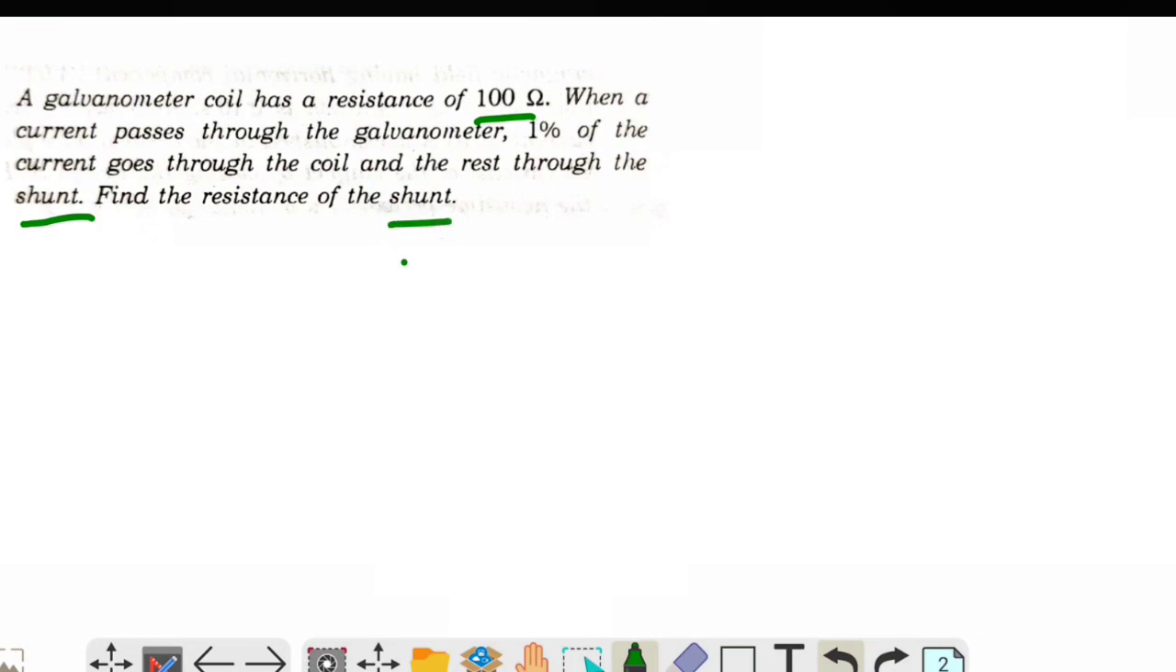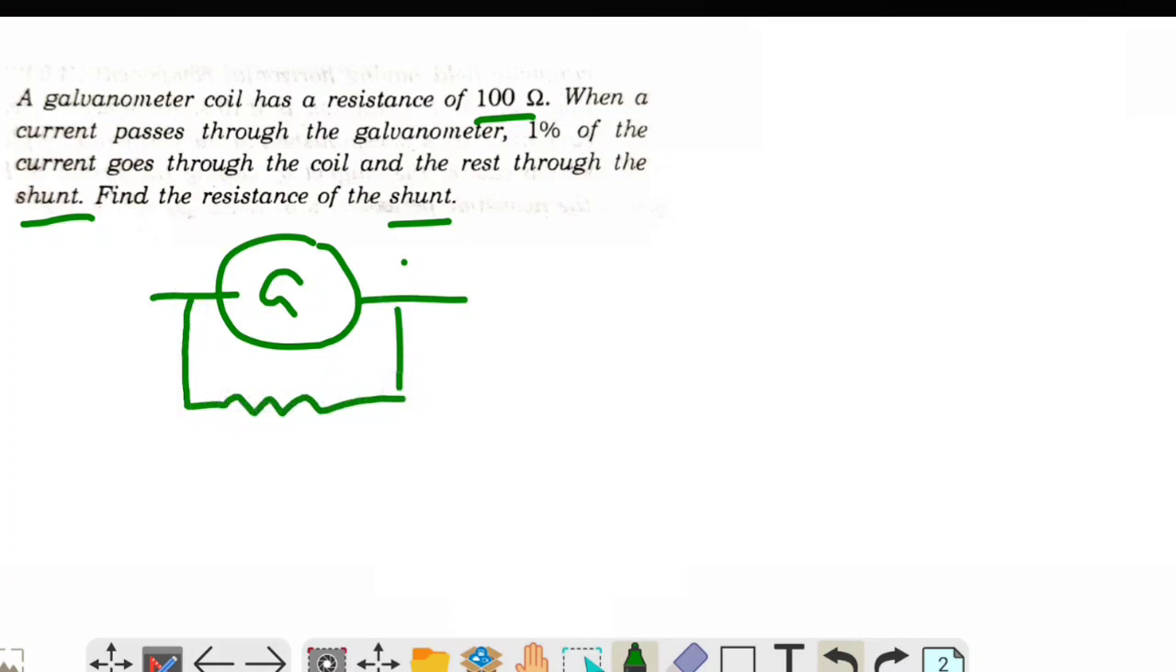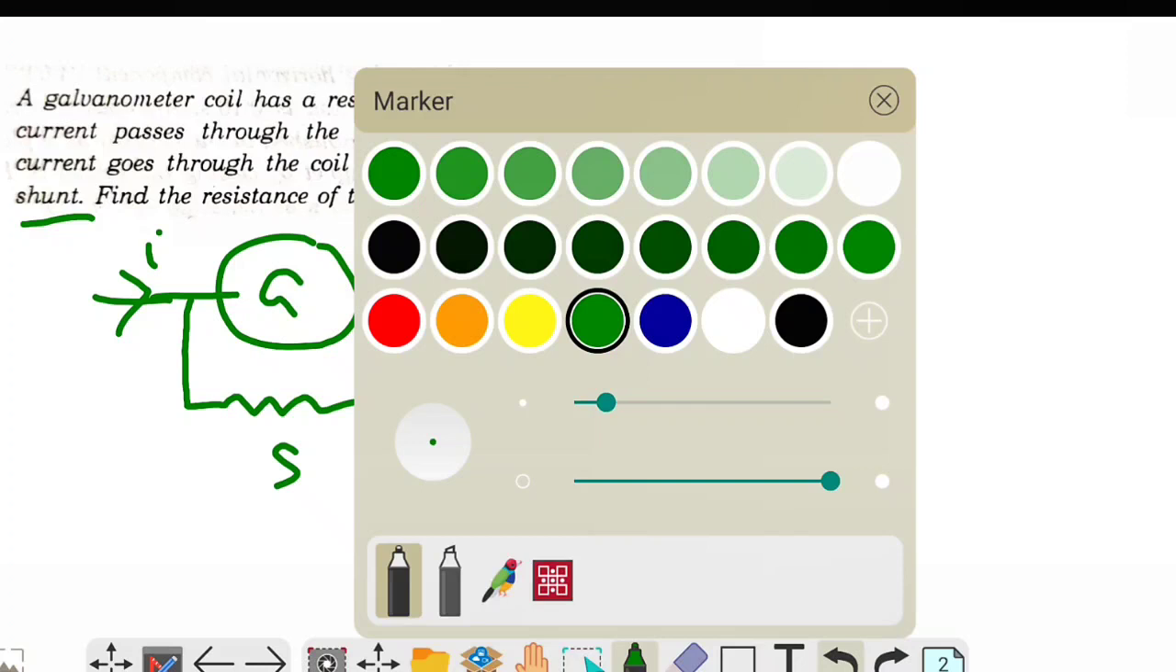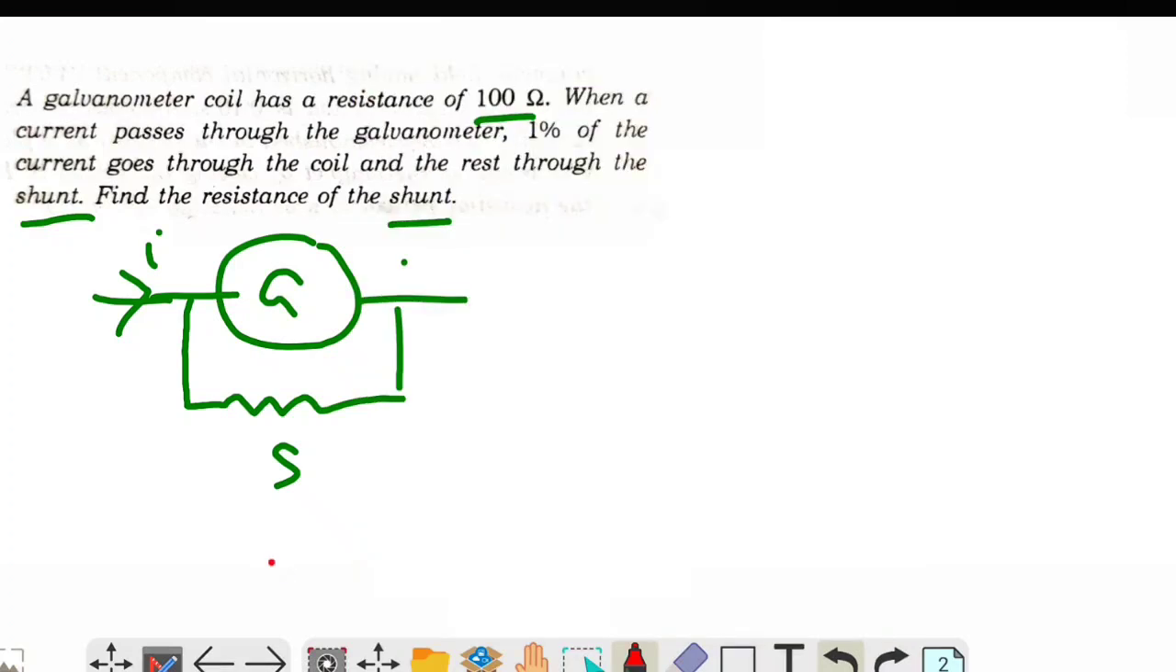Now you have to understand that this shunt is always connected in parallel with the galvanometer. If we have a galvanometer of galvanometer resistance G, so G represents the galvanometer resistance, this shunt is always connected in parallel with the galvanometer. So when current I flows into the circuit, it is given that 1% of the current goes through the coil. Through the coil means 1% of the current is flowing through the galvanometer coil.